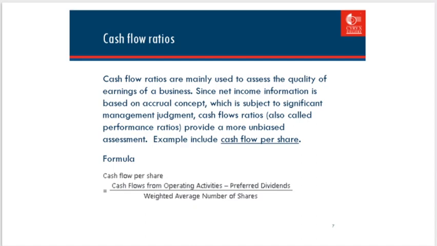Cash flow ratios. Cash flow ratios are mainly used to assess the quality of earnings of a business. Since net income information is based on accrual concept, which is subject to significant management judgment, cash flow ratios, also called performance ratios, provide a more unbiased assessment. Examples include cash flow per share.